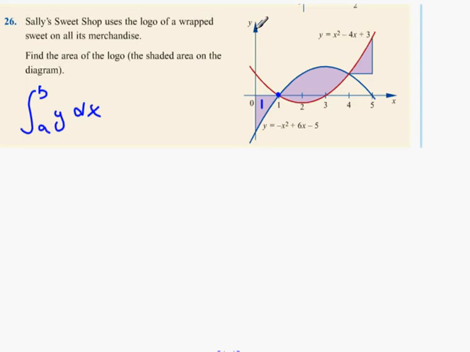So I'm going to pick up really easy marks by going 0 to 1. The top limit is the bigger one, so 1 to 0. Everybody see 1 to 0 there? And this is the blue graph here, right? It's an N shape. It represents the blue function. So it's going to be minus x squared plus 6x minus 5 dx.